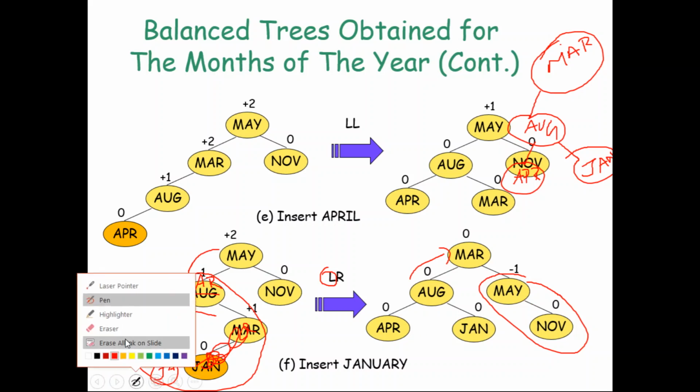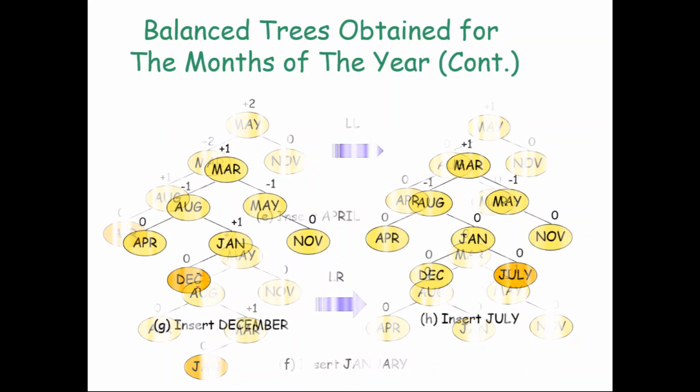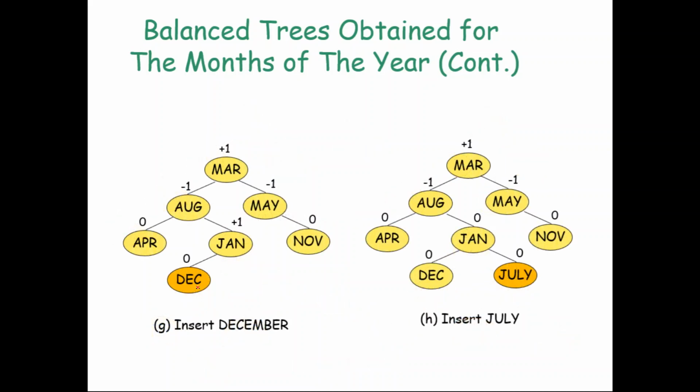So this kind of rotation is called LR rotation, because the new child is added in the right side of the left subtree of the node which creates an unbalance. Okay, fine. Now if you add December, this is what you get. It is a balanced tree, no issue. Again, if you add July, this is the one you get. It's a balanced tree, no issue.